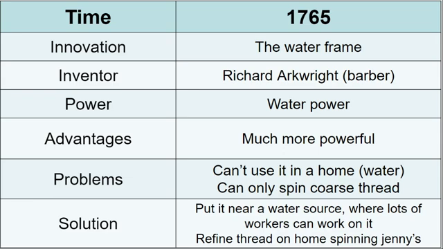But the problems with it was, number one, you couldn't use it at home because you needed it to be right next to a water source. And the other problem was that it could only spin coarse thread. It couldn't spin that fine thread that a spinning jenny could spin. So the solution was, number one, you put it near a water source where a lot of workers could work on it at the same time. And then the other solution was that once it was done spinning that coarse cotton as well as it could, you would then refine that thread at somebody's home on their spinning jenny.